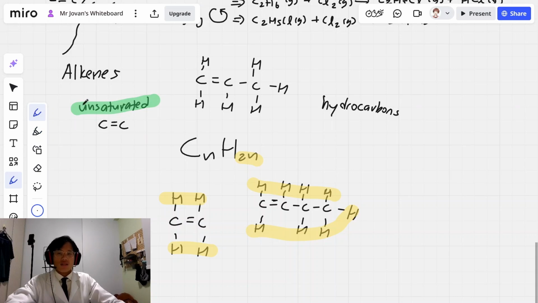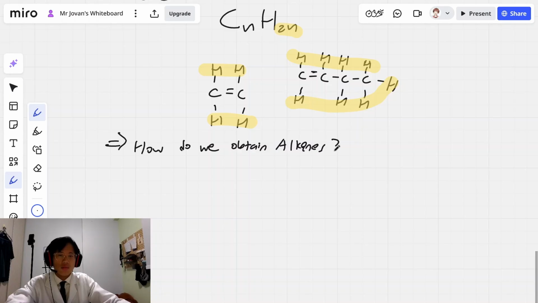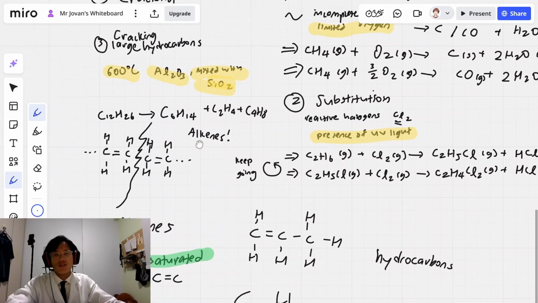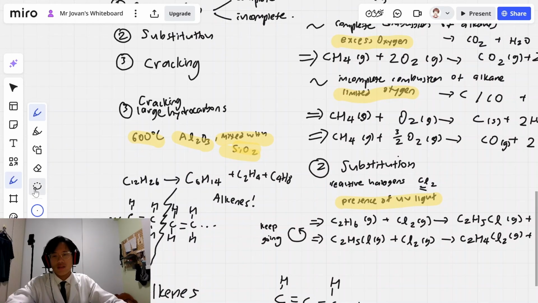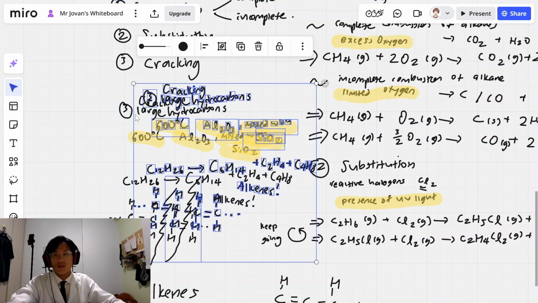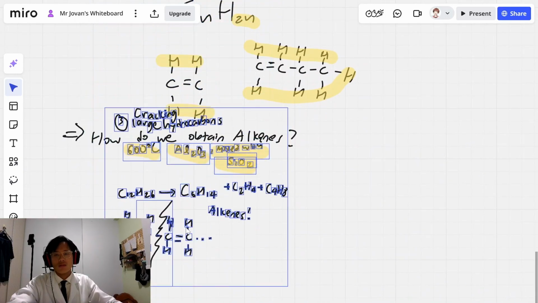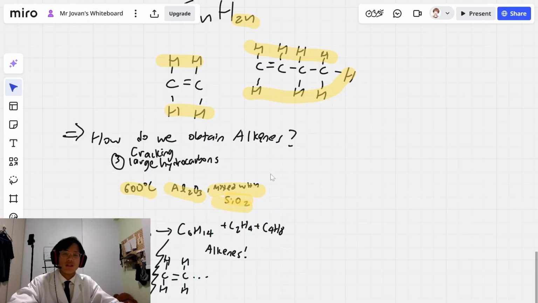Good. Now, how do we obtain alkenes? Wait a minute. Didn't we learn this already? Literally right here. Cracking. We learned it already. As we continue learning chemistry, you'll notice that everything links with each other, and it's going to be so much easier to remember. So I'll just bring this down. Later I'll make a final mind map, collate everything like I said. So how do we obtain alkenes?